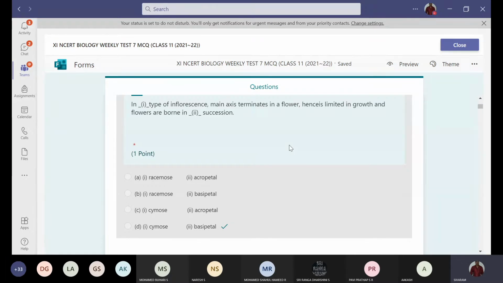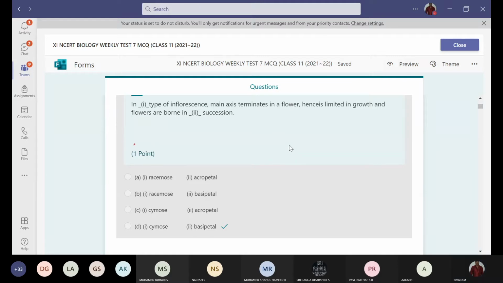That is, young flowers at the base and old flowers at the tip. That is called basipetal succession. But in case of racemose type, we'll find the main axis continues to grow, and we'll find acropetal succession. That is old flowers at the base and young flowers at the tip.